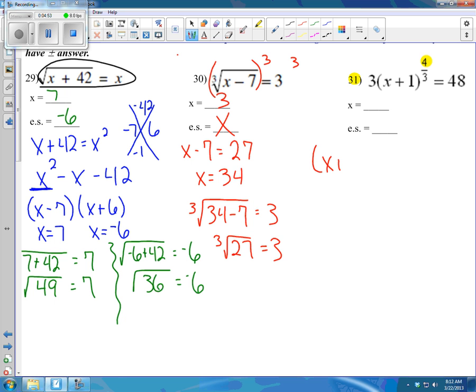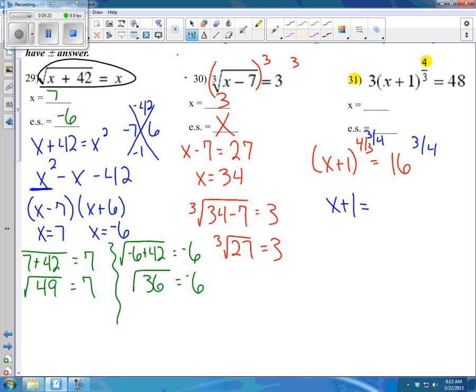So on the left side, I'm just left with my x plus 1 to the 4/3 power, and 48 divided by 3 is 16. And now to get x by itself, I'm going to get rid of the 4/3 power, which is going to be taken to a 3/4 power. So on the left side, the 4/3 and the 3/4 turns into 12/12 because we're multiplying those exponents, and the 12/12 power is just 1. So x plus 1 to the first power is just x plus 1.